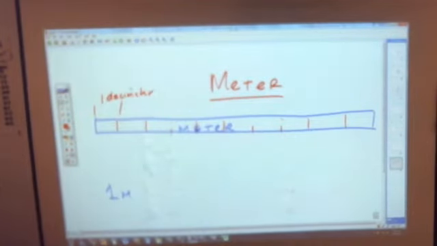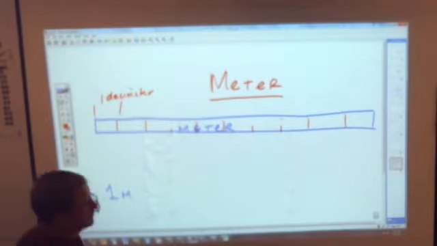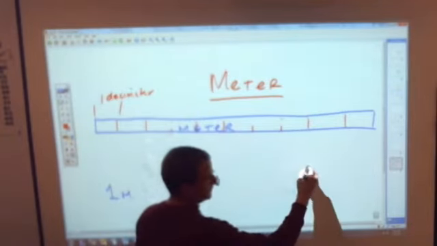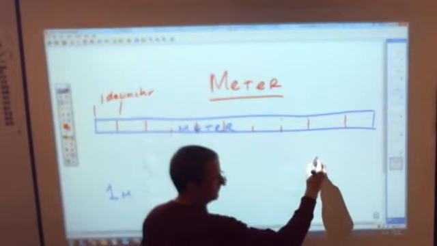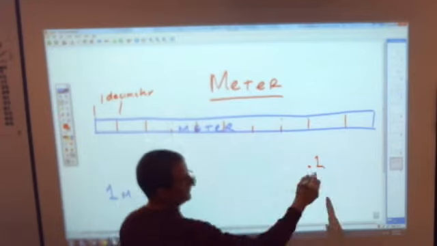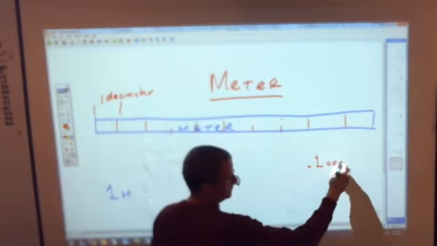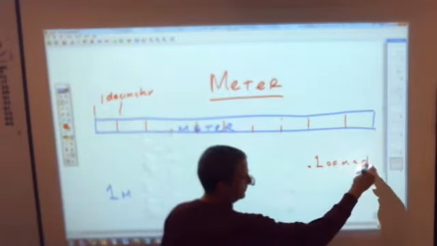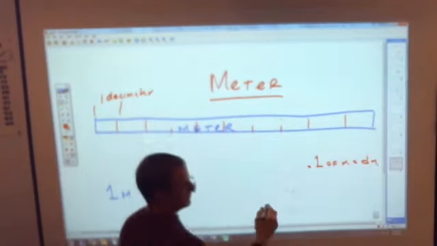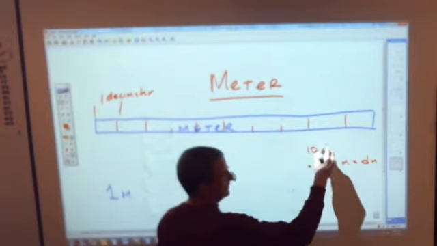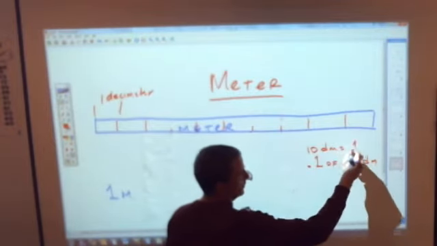Okay, 1 decimeter. And a decimeter, because it is 1/10 of a meter, remember what the first place after the decimal is called? A tenth. 1/10 of a meter, we abbreviate it like that, DM, decimeter. Or this is the same thing as saying that 10 decimeters equal 1 meter.